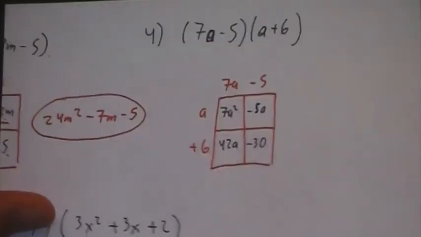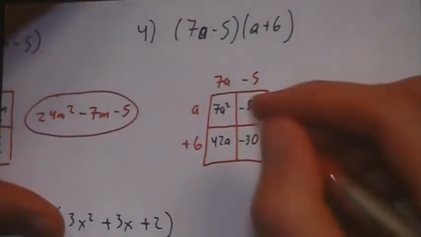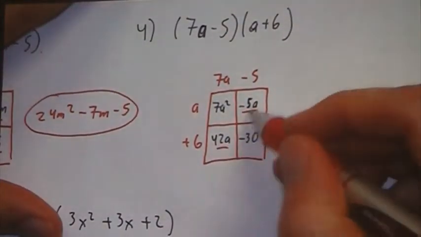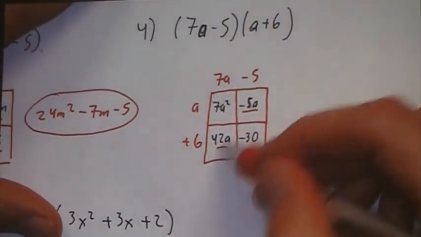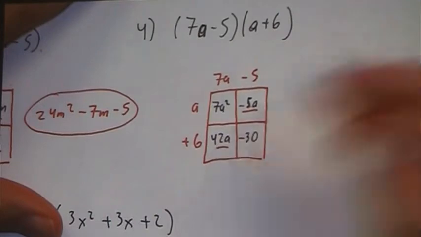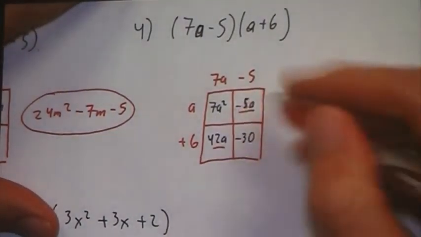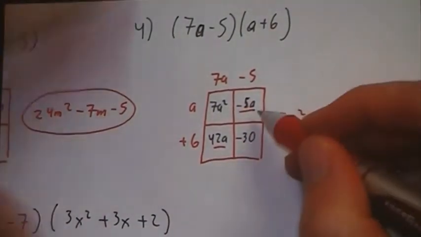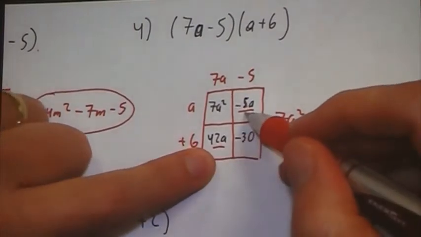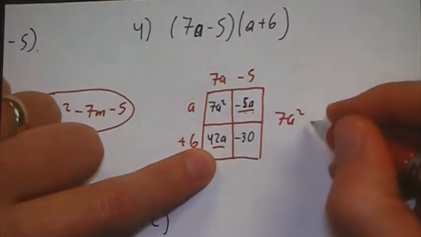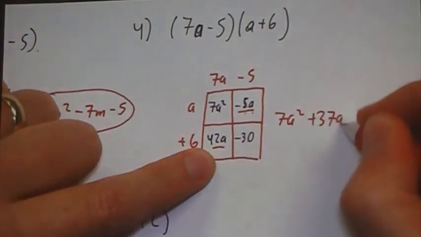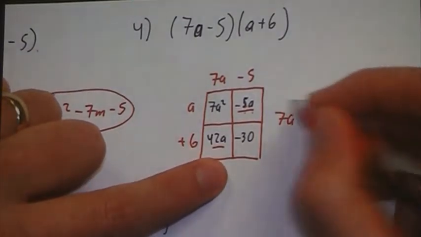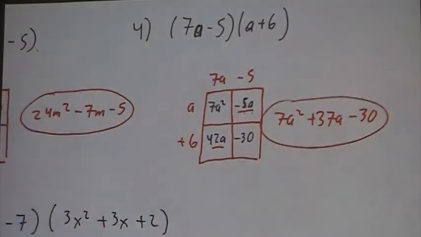From here, we're going to combine our like terms, and again, not always, but a lot of the time you're going to be able to combine those two guys. So we've got a 7a squared, combine these guys, 42 minus 5, 37, and we have our minus 30 down there. Boom, done.